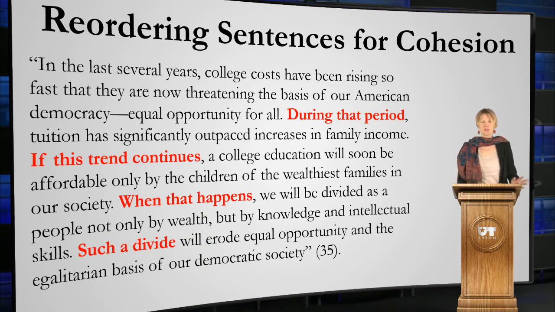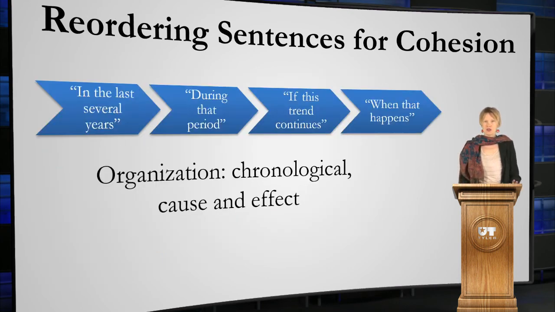So we end up with this. This is the revised version of the whole paragraph, and I've put in red the transitional phrases that are the main difference that we came up with when we rearranged the elements of these sentences. So when highlighted, you can see that a certain kind of organizational strategy is clear. We have in the last several years, during that period, if this trend continues and when that happens. So these are all talking about a chronological series of events in time, but also cause and effect. So it's talking about something that seems inevitable now unless we can do something to arrest the process.